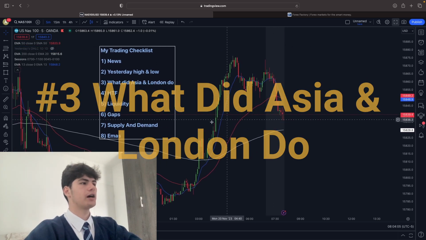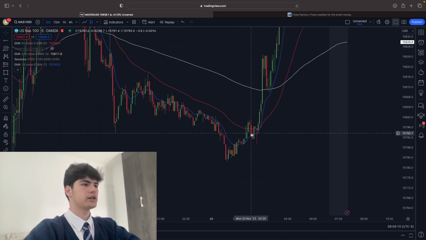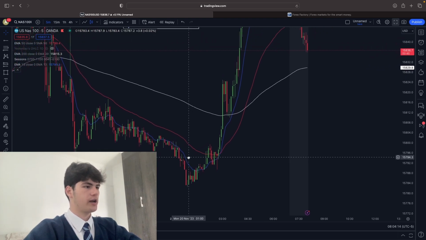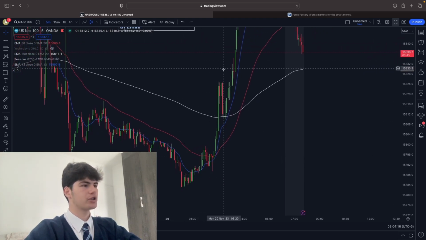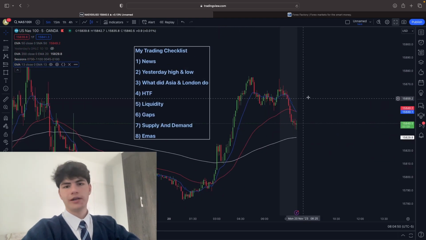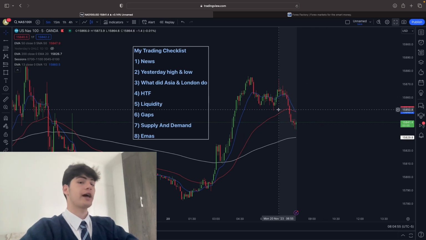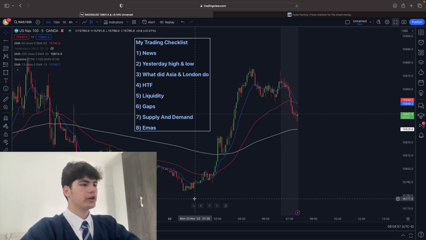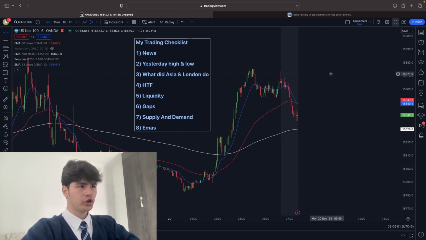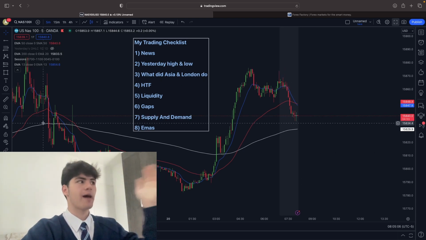The next thing I look out for is what the Asia and London sessions did. Asia session starts somewhere around here, 12 o'clock at midnight, and all it did was push up, and moving into London session, it also just pushed up. New York loves to do reversals, or the opposite of what London and Asia did. Looking at it now, Asia and London both pushed up, New York comes and we start pushing down. It happens all the time.